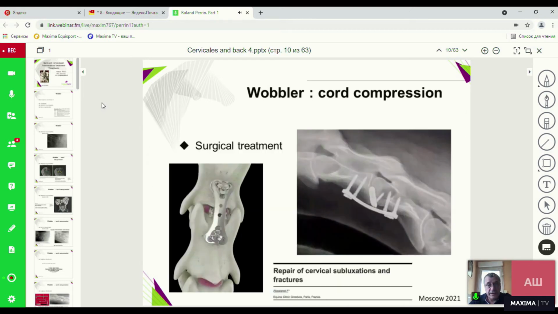Of course, you have some people who are trying to search for a new technique, for example Fabrice Rossignol, who tries to develop a better technique with an implant that is more in line with the morphology and the shape of the cervical spine.